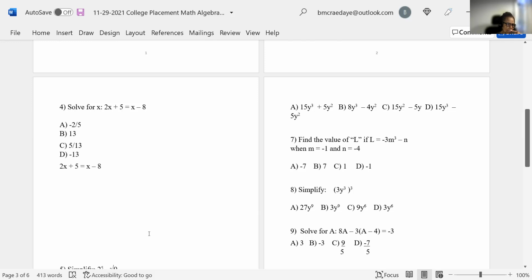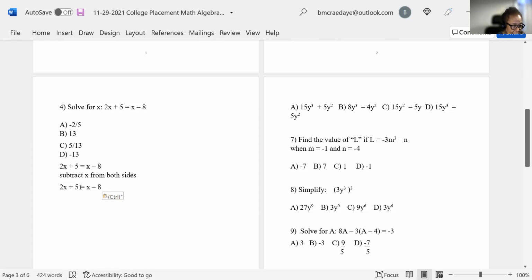Multiply. No. The x is added here. So to get the x over here, you do the opposite of addition. So you'd have to subtract x. That's right. Subtract x from both sides. That's it. Okay. So let's just do that then. Subtract the x from both sides. So let's just copy that.